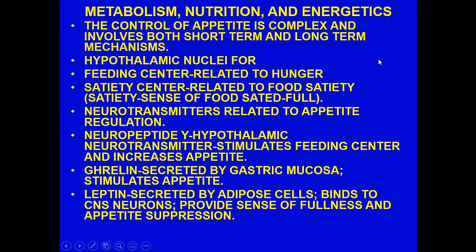Now, we've been talking about using calories. Let's talk about the control of appetite. This is a complex system, and it involves both short-term and long-term mechanisms. Now, what you find is one of the primary areas is the hypothalamus. There are hypothalamic nuclei for feeding center, which relates to hunger. Ooh, I've got to eat. And satiety center, which basically says, ooh, I'm full, I'm sated. So this is where we have this center that relates to food satiety.